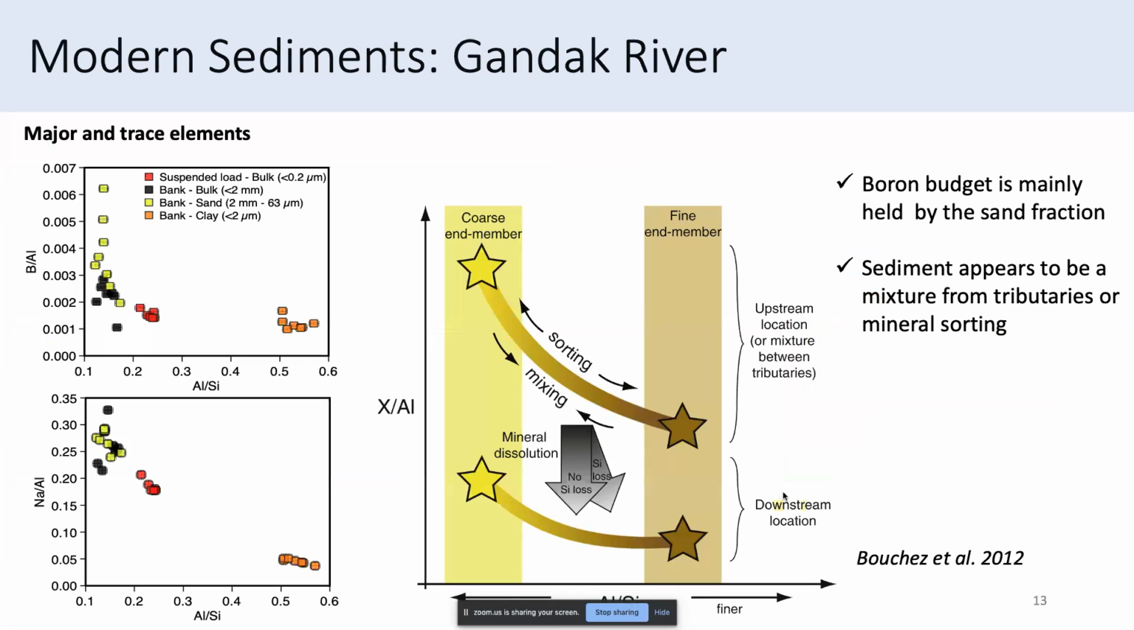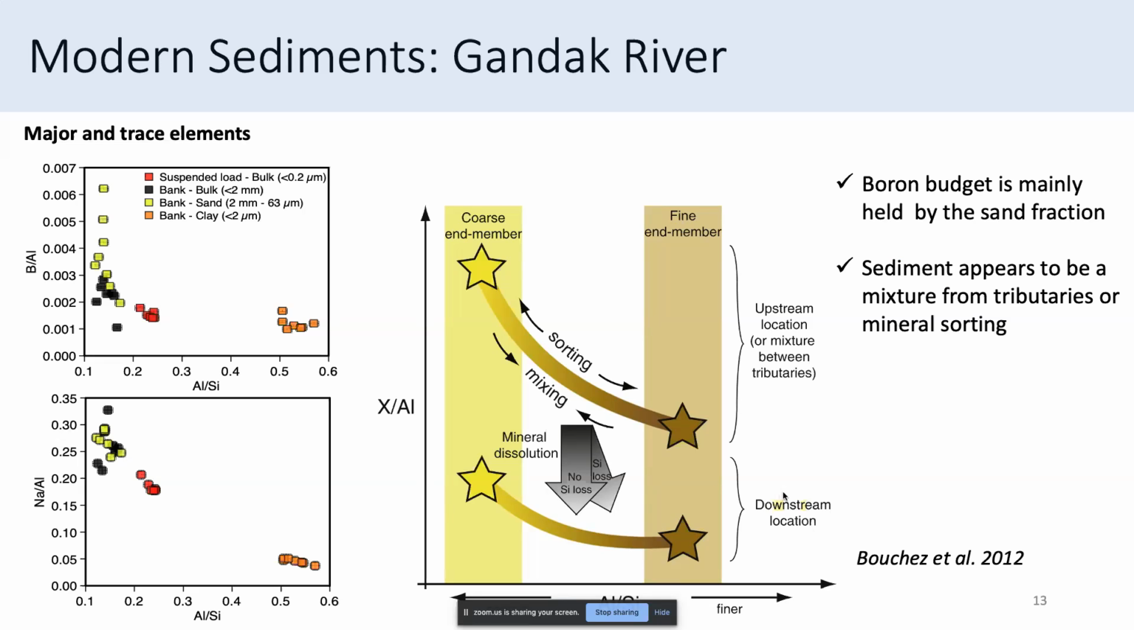So we also looked at major and trace elements. Nothing really major that we found, but our results looked similar to a study that you see here in the middle. So you just put boron over aluminum. This is a chemical ratio that indicates weathering, and aluminum over silica on the x-axis looks at grain size. So a higher alumina over silica ratio means your sediment is finer, like your clays, and a lower one means that it's more coarse, like your sand. So ours look very close to what we saw.